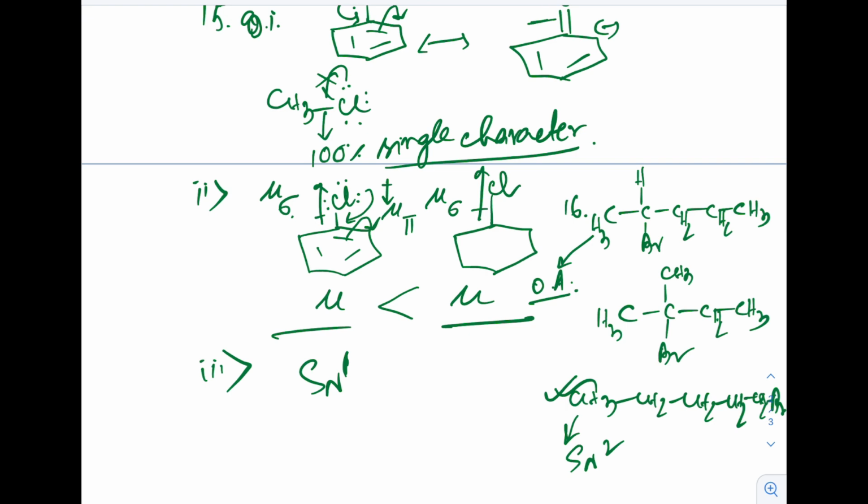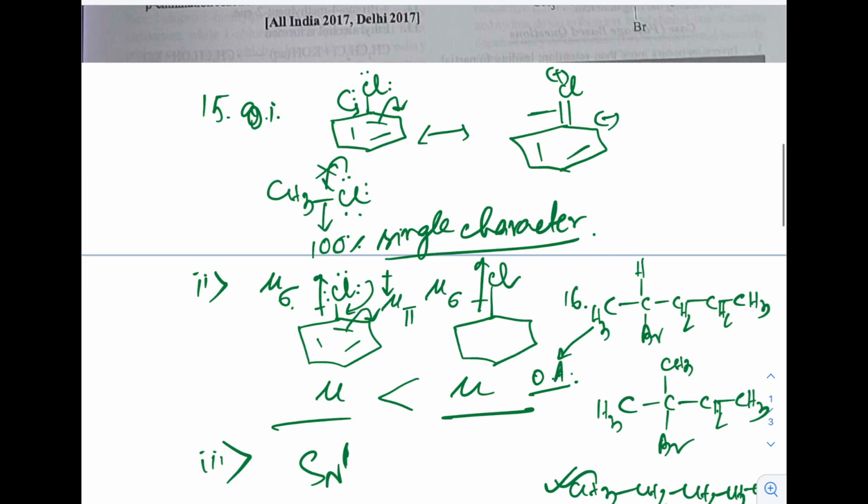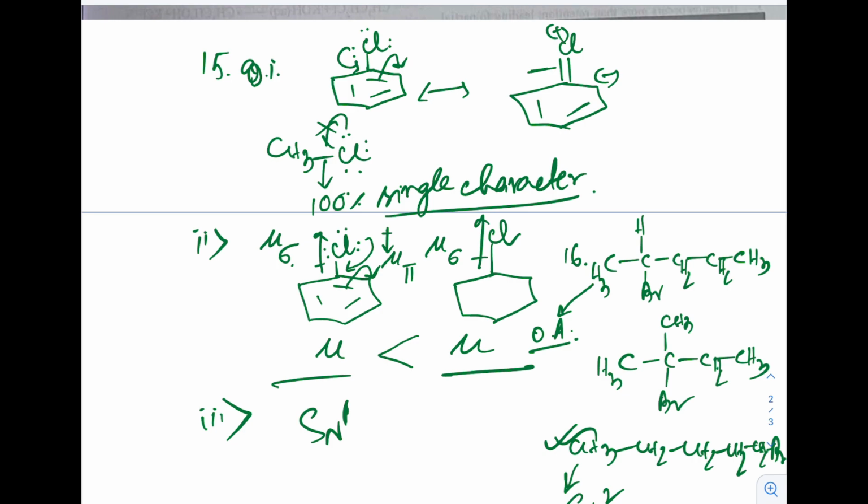2-bromo 2-methyl butane. Sorry, 2-bromo pentane. 2-bromo pentane, this one is optically active. Done. And 2-bromo pentane will be the answer, which will be optically active.